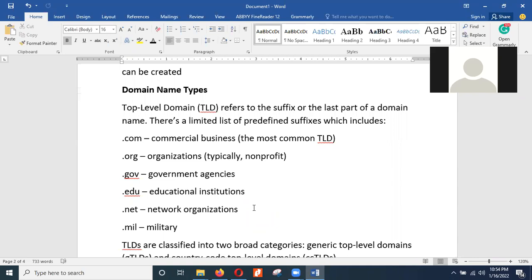When you have .edu, it means that the domain name is an educational institution. When you have .net, it means that the domain name is a network organization. Like we have .mil, which means it's military. Then when you have .org, it means it's a governmental agency. So all those types of domain name are what we call the top level domain name. That's TLD, the top level domain name.